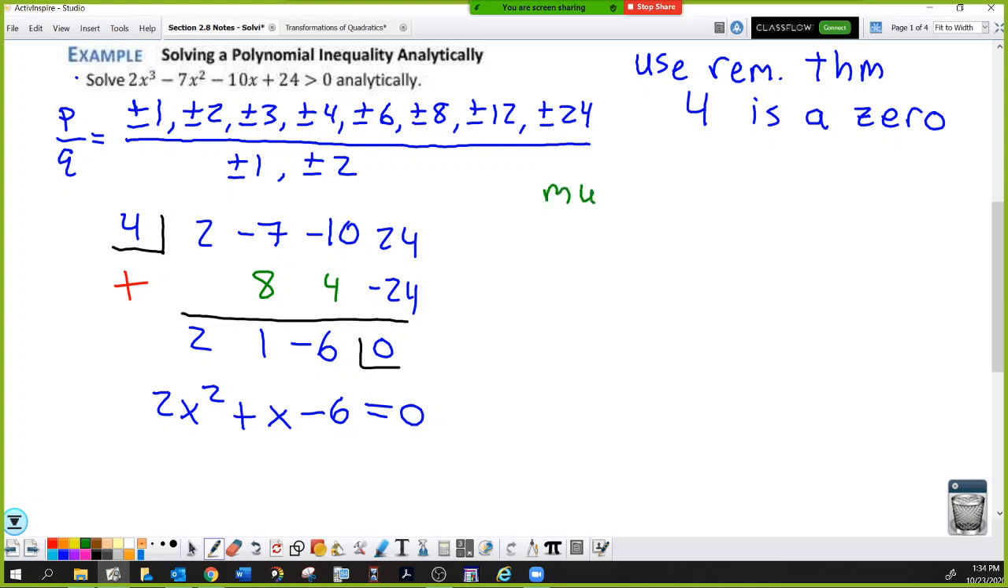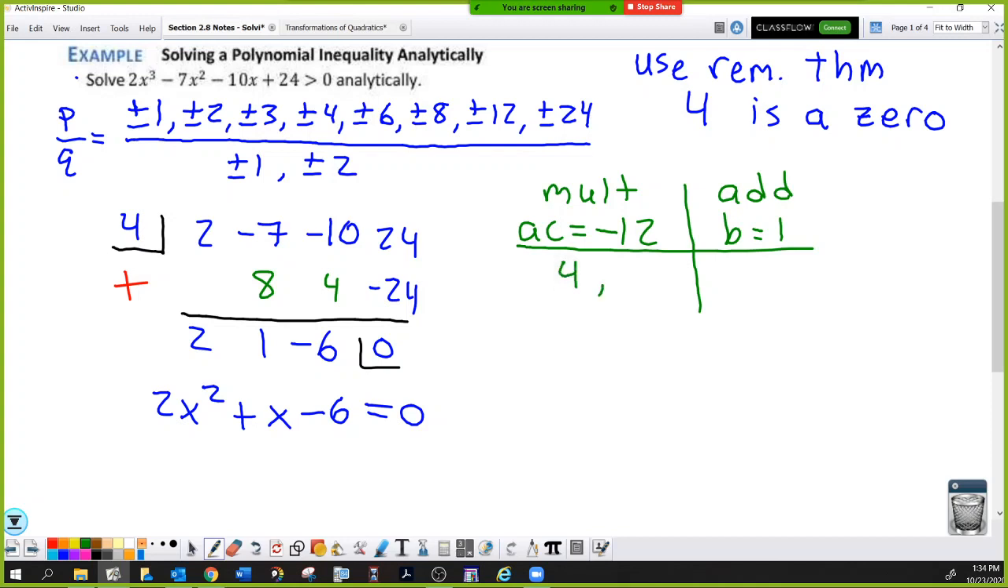So I'm looking for two numbers that multiply to this number. A times C is negative 12 because that's 2 times negative 6. And the two numbers that I choose need to add to my B value of positive 1. What are those two numbers again? 4 and negative 3 work just fine. Those do multiply to negative 12. They do add to 1. Yay! There we go.